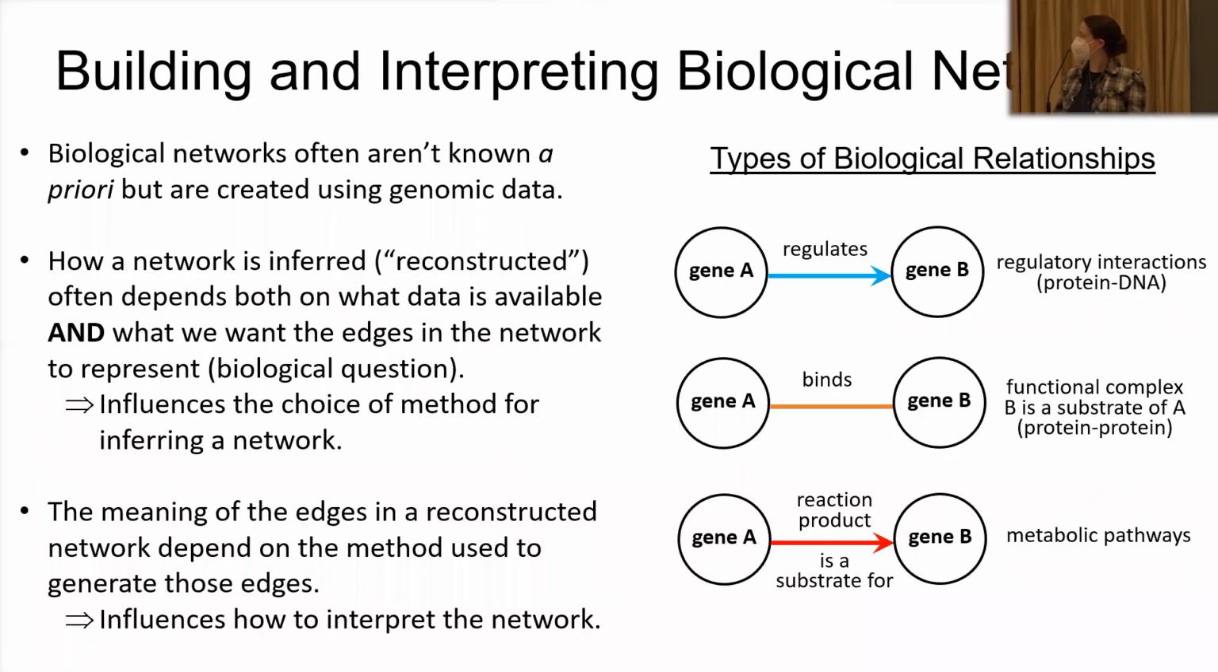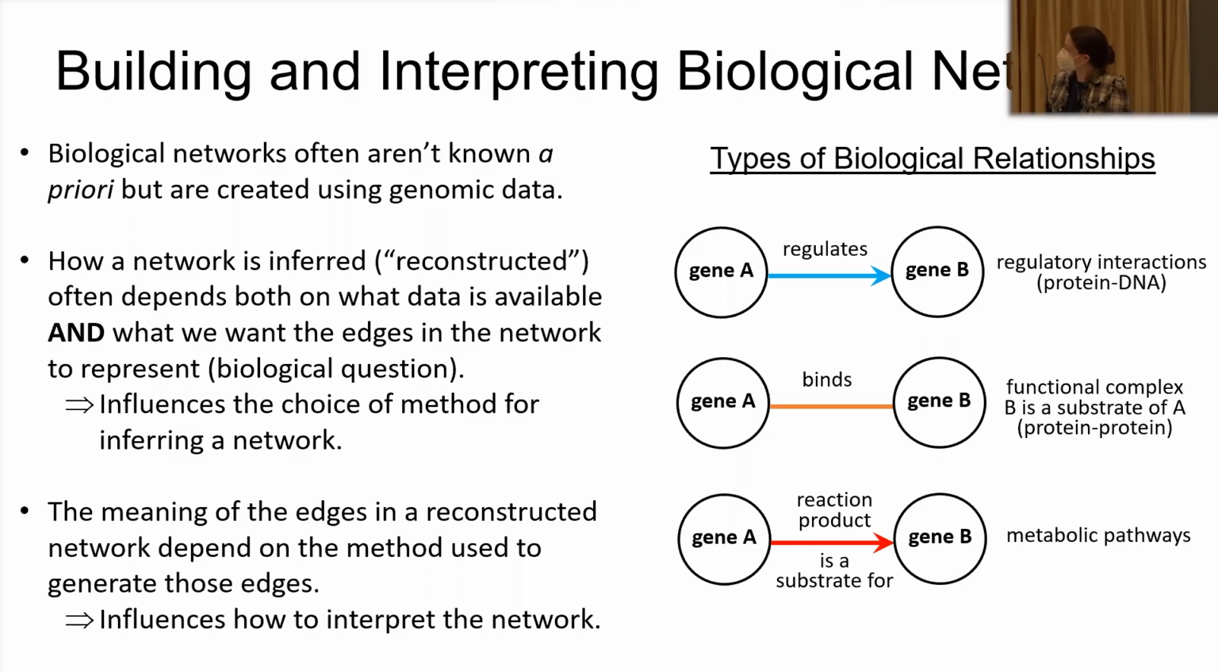All right, so building and interpreting biological networks. I wish I could see these words better because I want to actually talk through these. I think these are some important points. On the right are different types of biological relationships, the types of things we might want to reconstruct, or the types of things we would want to infer.